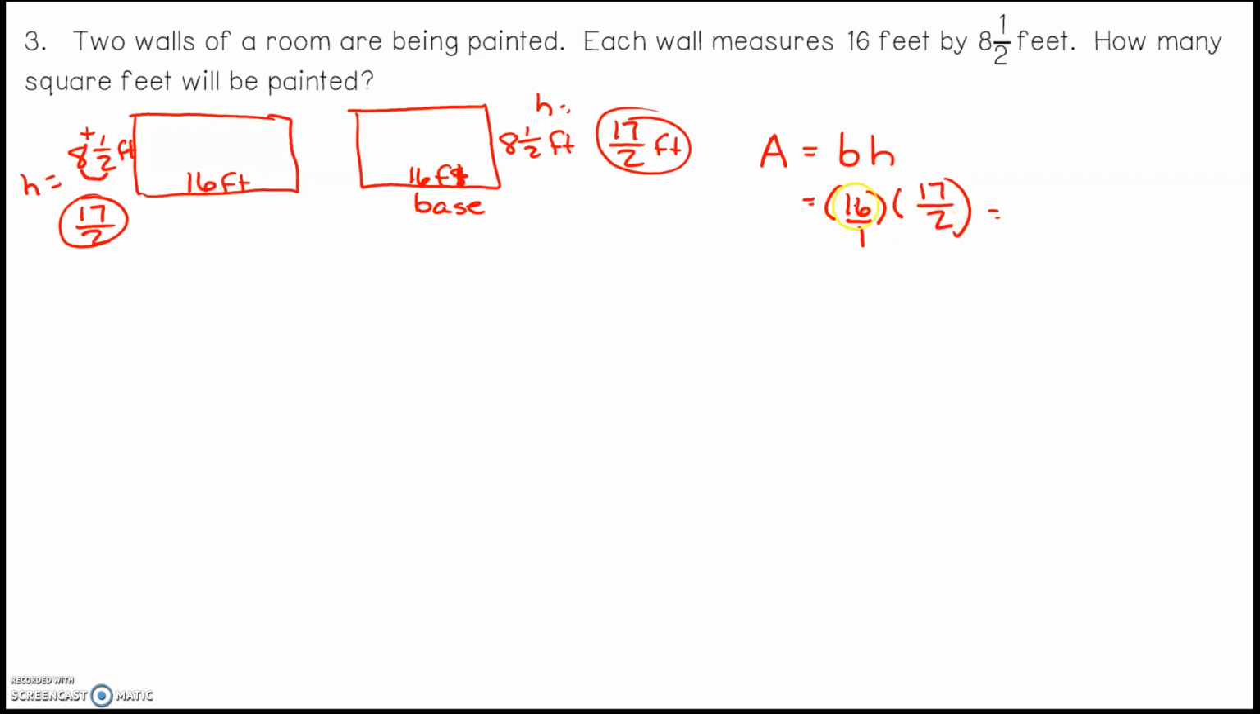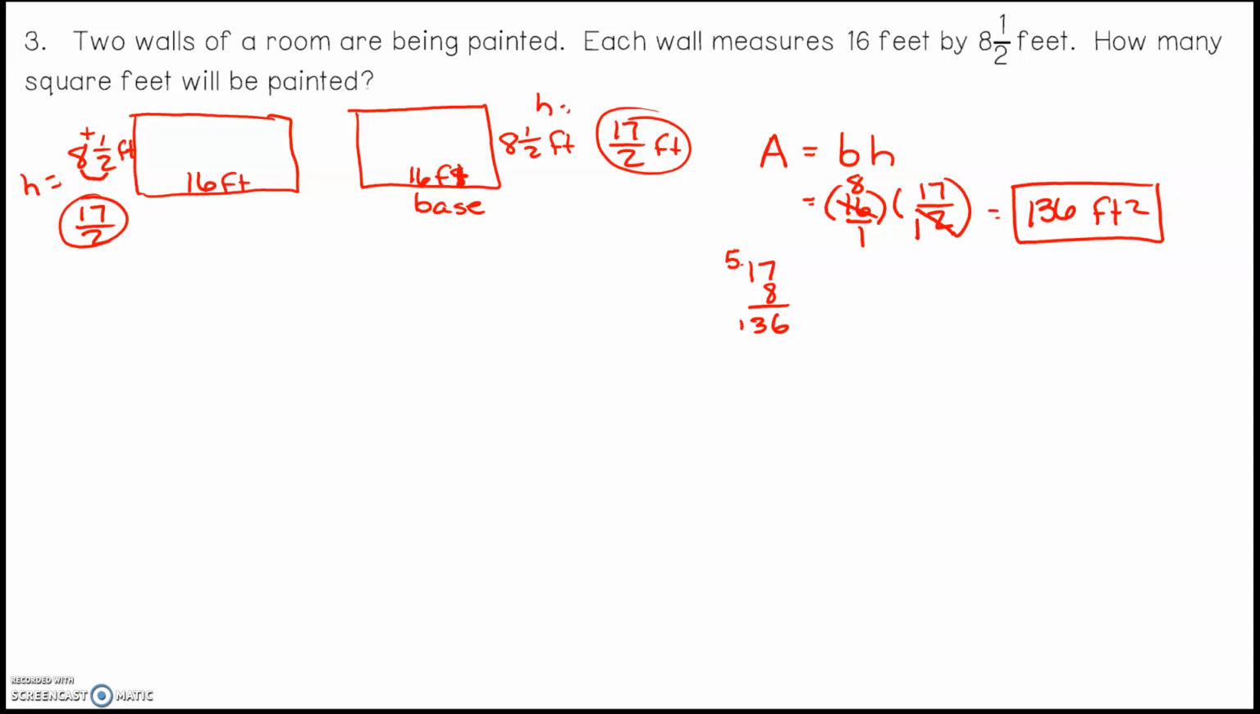Or, I know that the numbers that are across from each other can simplify. So 16 can be divided by 2. That makes this 1 and makes this 8. That's a little bit easier to work with. Now it's 8 times 17, which I think is 136. So that made that a lot easier. 136 feet squared, because we've got 1 on the bottom. That's just a whole number.